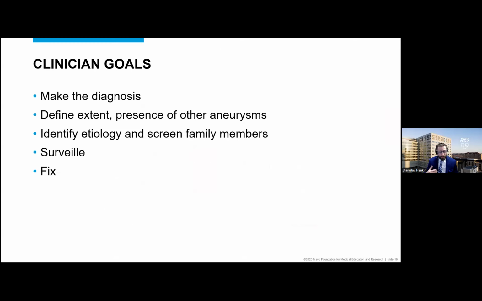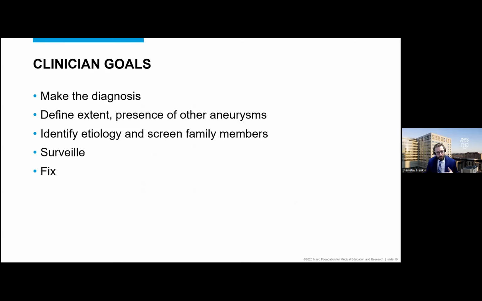So as a clinician, we have multiple goals. Our number one goal is to make a diagnosis. Is abnormal aorta, aortic dilation, or aortic aneurysm present? I believe our next goal is then to define the extent and identify presence of other aneurysms, and that's important. I'll show you why. We then need to identify the etiology and screen family members, critical in our patients. Discuss methods of surveillance and how often we need to surveil, and then think about when this needs to be fixed, sort of preventative surgery rather than wait for aortic dissection or aortic rupture to happen.